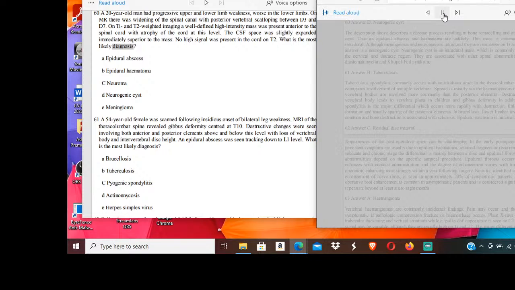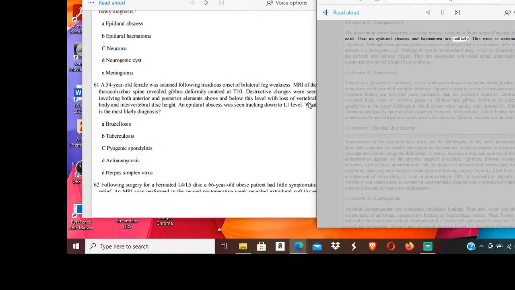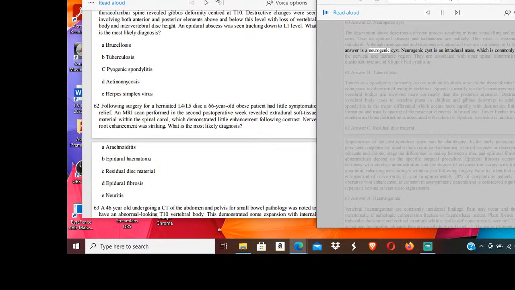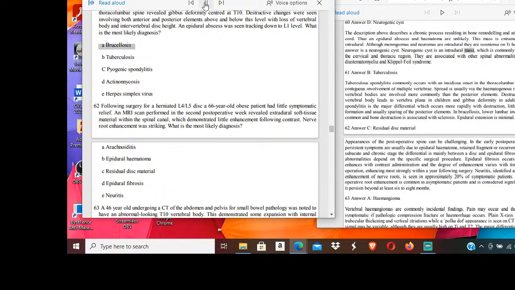60 Answer D, neurogenic cyst. The description above describes a chronic process resulting in bone remodeling and atrophy of the cord. Thus an epidural abscess and hematoma are unlikely. This mass is extramedullary but intradural. Although meningiomas and neuromas are intradural, they are isointense on T1, hence the best answer is a neurogenic cyst. Neurogenic cyst is an intradural mass.